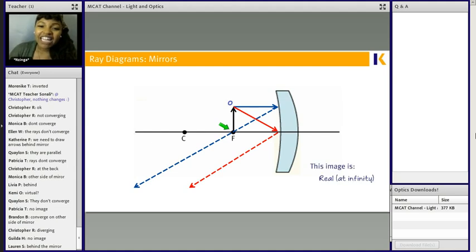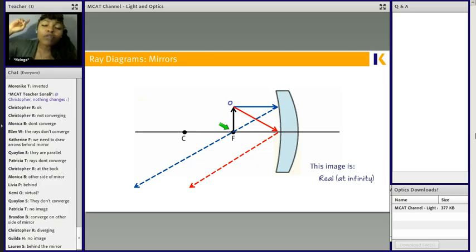Okay? It's real at infinity. So what we technically say is that these lines converge at infinity. Okay? So on the other side of the solar system, past the Milky Way, at the Andromeda Galaxy, which is our next door neighbor, this is where this image is going to converge.